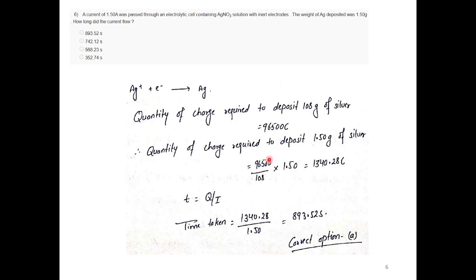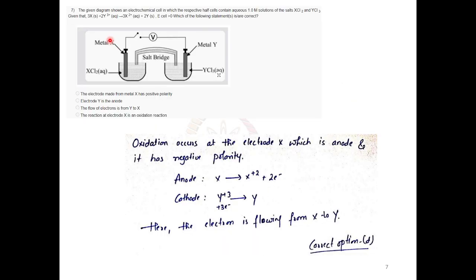So 96,500. Basically, to get 108 gram of silver, you need to spend 96,500 coulomb, right? Or people also use 95,586 coulomb, right? So for 1.50 gram, this is a simple calculation where you need to find out how much charge is required, in coulomb, right? Now Q equals I into t, right? So from there you can get how much time in seconds is required. 893.525, right? So the answer is A, the correct option.